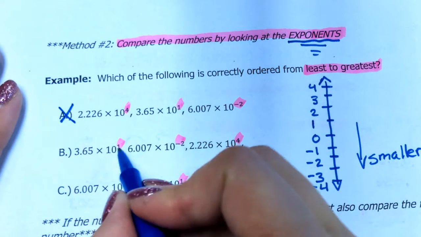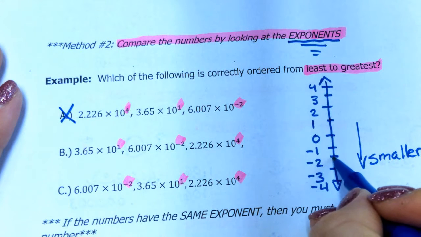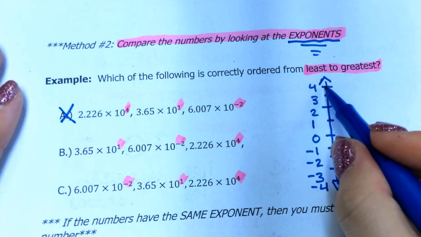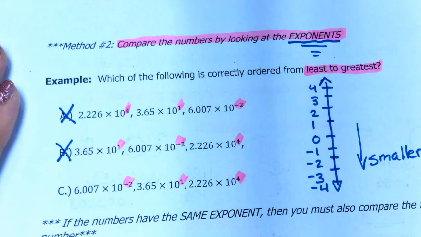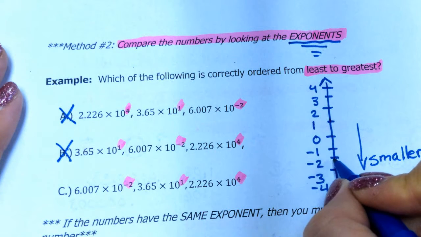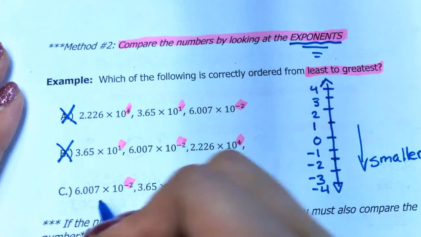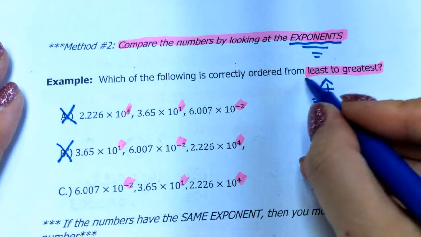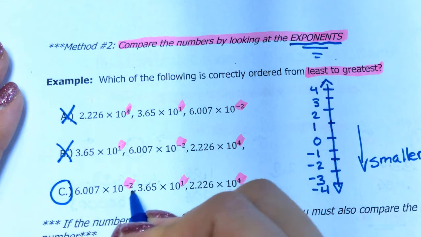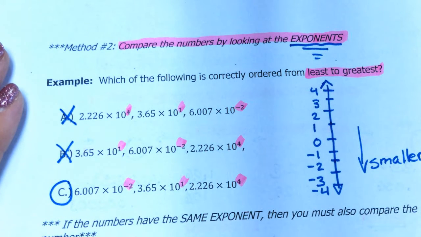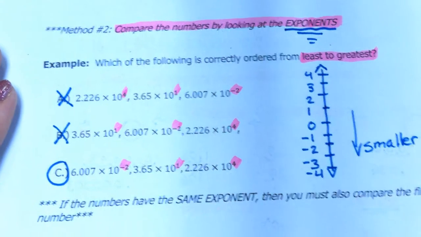This next one, 1, negative 2, and 4. 1, negative 2, that's decreasing, and then back up to 4 is increasing again. That's not least to greatest. Let's look at this one. Negative 2, 1, 4. These exponents are increasing, and that's what I'm looking for, least to greatest. So I didn't even look at the numbers. All I looked at was the exponents. And you could work this out if you needed to, but this is an easy way to do it.